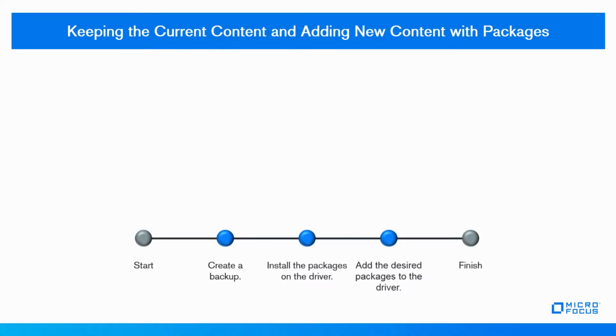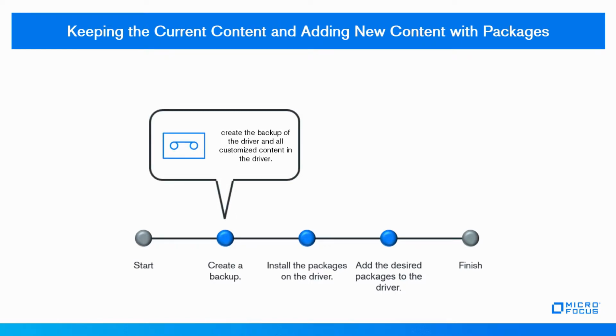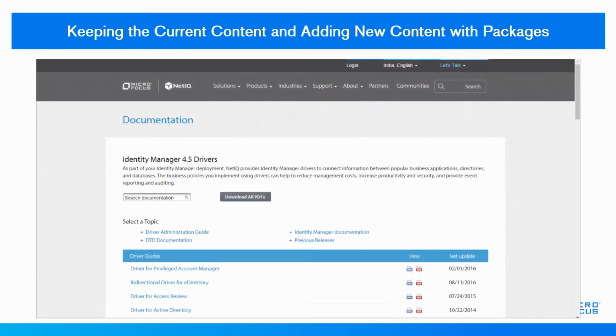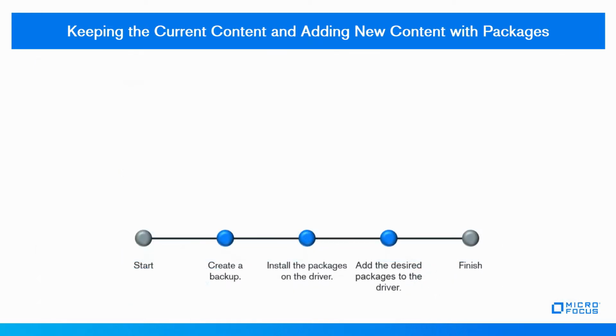To add new content to the driver with packages, create a backup of the driver and all of the customized content in the driver. Install the packages on the driver. Add the desired packages to the driver. These steps are specific to each driver. For more information, see the Identity Manager driver's documentation website. The driver contains the new functionality added by the packages.